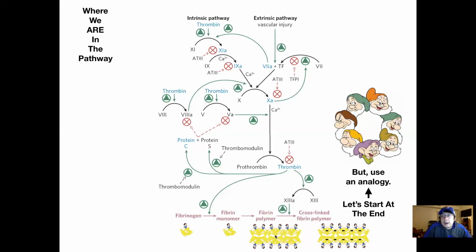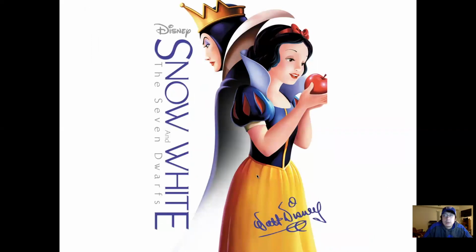And now, soft clots are good, but not quite good enough. So we want to make a hard clot. So we're going to actually covalently cross-link this. Let's start here. Snow White and the Seven Dwarfs.